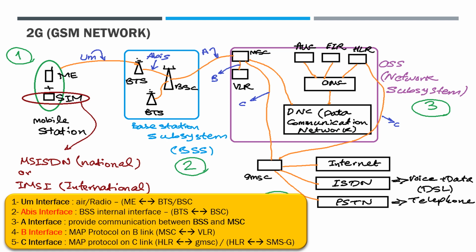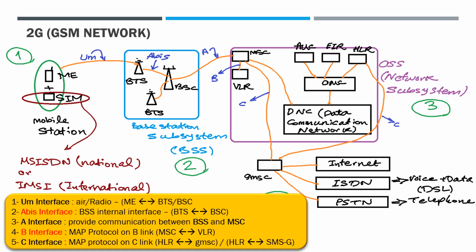Let me explain more about section 3. Yes, section. As an NSS, that means network subsystem, and includes MSC, VLR, HLR, EIR, AUC, OMC, and internal nodes to fasten and transfer data among core network.